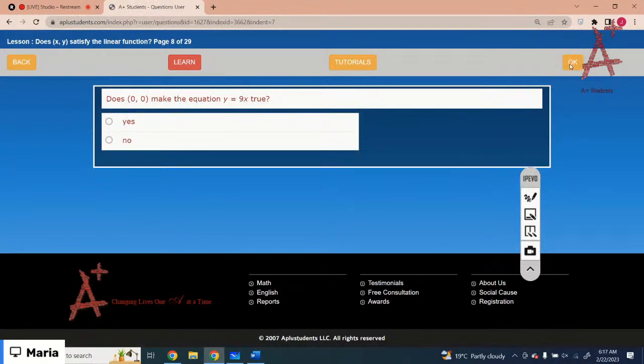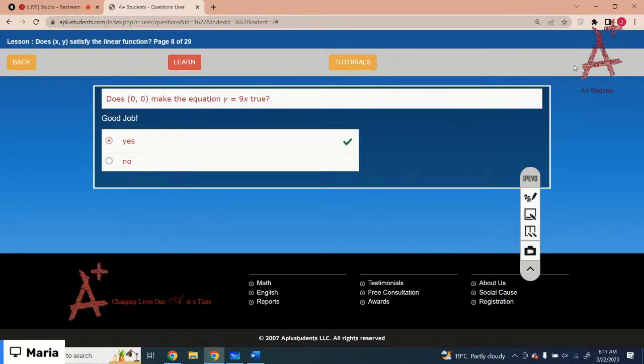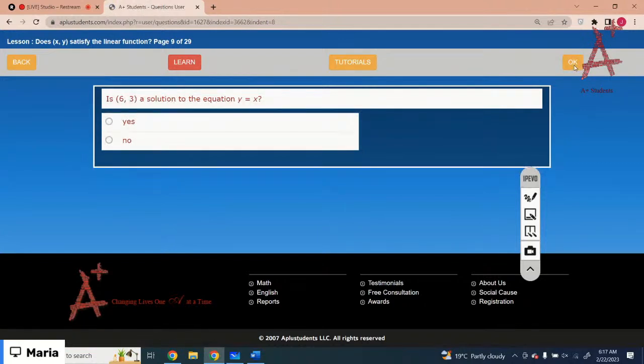Okay, does the point (0, 0) make the equation true? Yes. y equals 9x, y is 0 and 9 times 0 is 0. So yes, it makes the equation true. So the correct option is yes. Okay, is (6, 3) a solution of the equation?